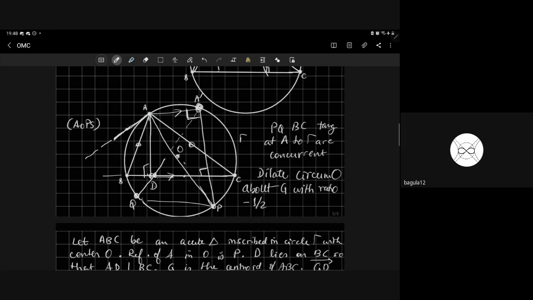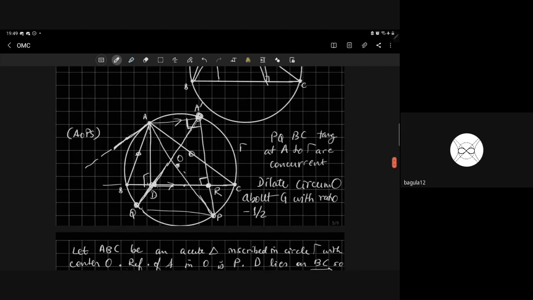Does that make sense? I'm sorry for the bad diagram once again. Please bear with me. Let's call this point R, the intersection of A prime P and BC. And A prime P is perpendicular to BC because A prime is parallel to BC. Now, in this diagram, we have a lot of perpendiculars, right? One more thing is AP is a diameter, so AQP is also 90, correct?